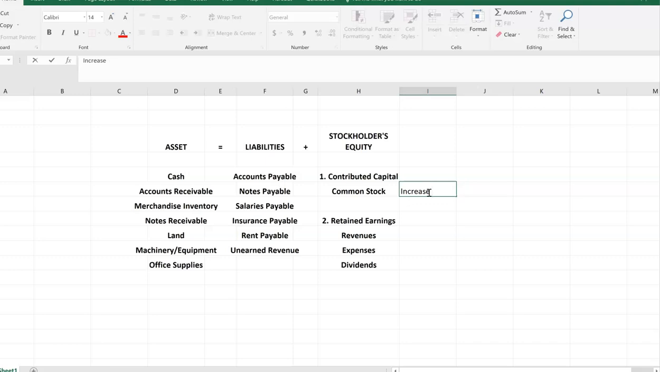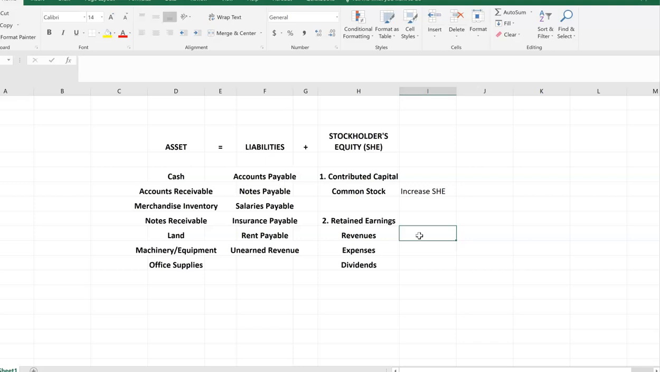I am going to abbreviate stockholders' equity as SHE. Okay, so that common stock will increase. This common stock transaction will increase stockholders' equity. Let me just put the abbreviation here, SHE for stockholders' equity. The second part of stockholders' equity is retained earnings. So the three accounts under retained earnings are revenues, expenses, and dividends.